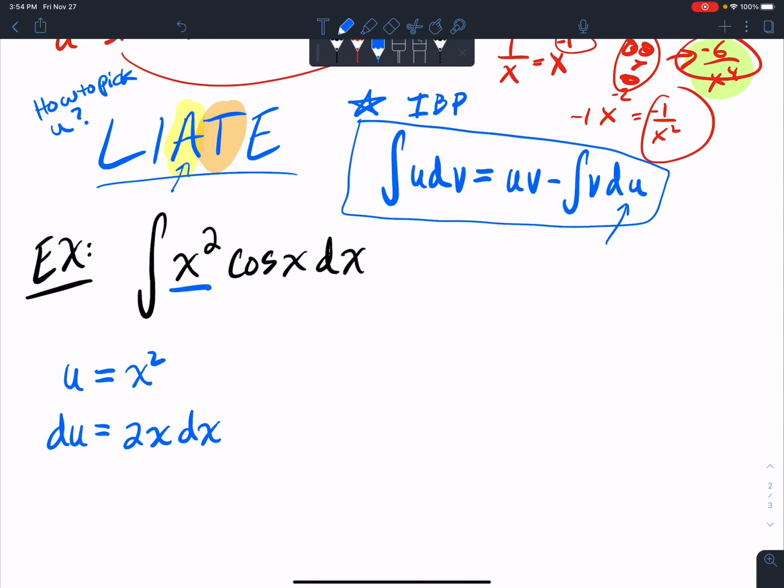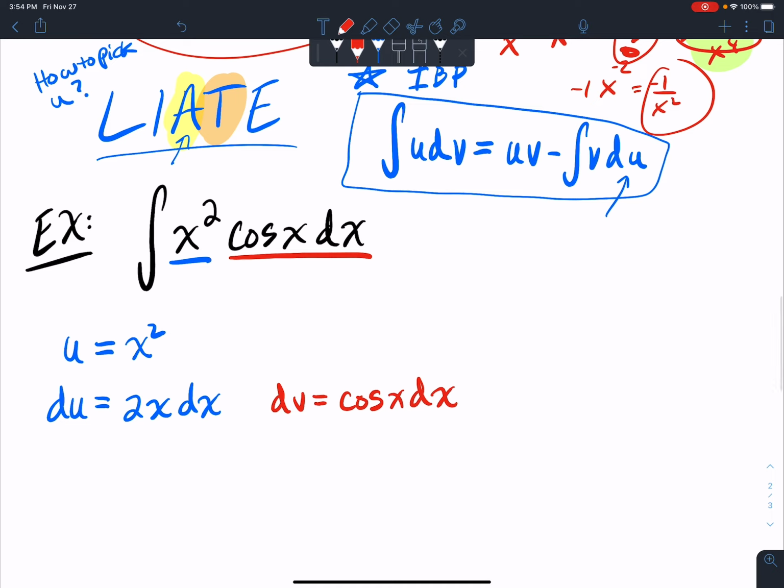So that's my u. Now my dv is what's left. It's cosine x dx. So dv is equal to cosine x dx. I need to know what v is, and once I've got that, I can fill out the rest of this formula. So how do I get v? Well, I integrate cosine x dx. What is the integral of cosine x dx? Well, the integral of cosine is, I hope, sine. So the integral of cosine is sine x.